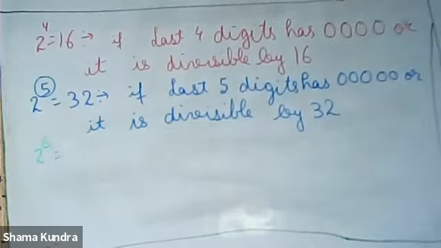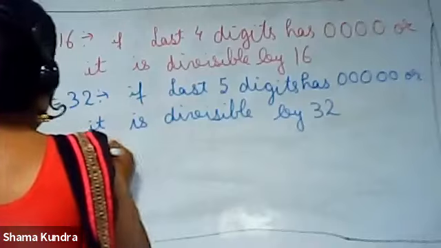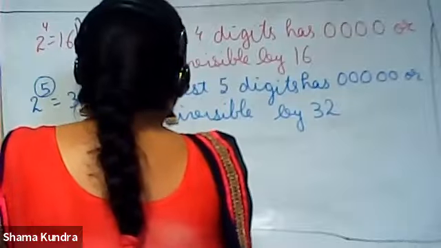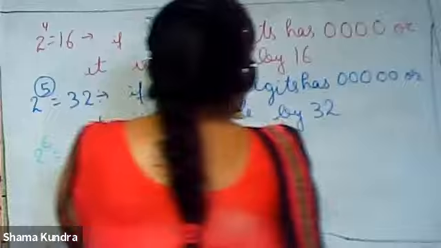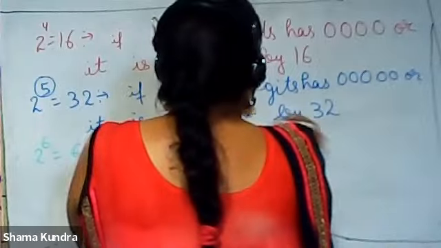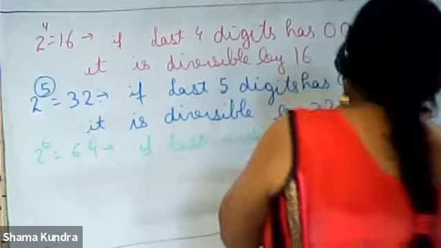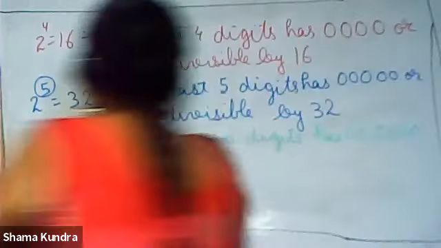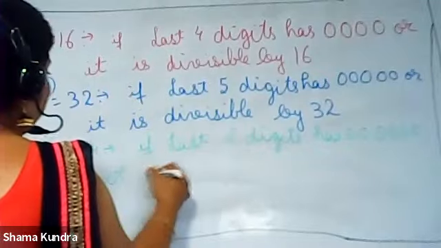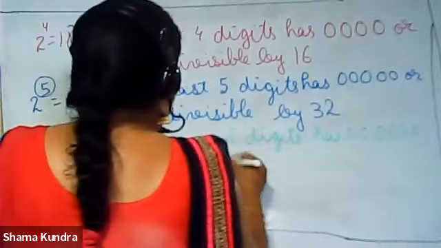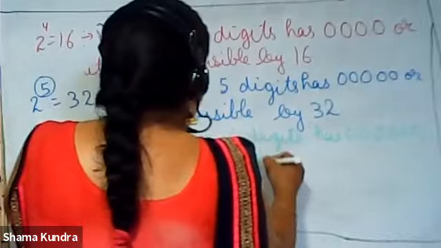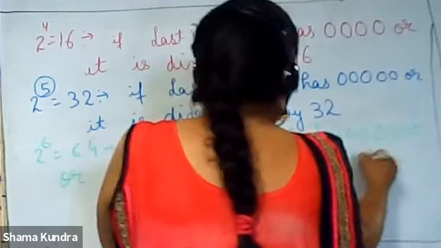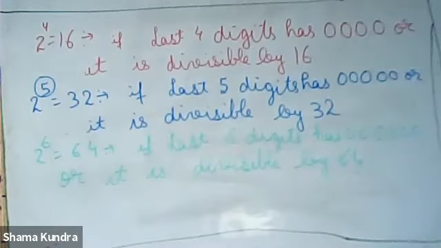Similarly, we have 2 raised to power 6. We know 2 raised to power 6 is 64. A number is divisible by 64 if the last 6 digits have 6 times 0, or if the last 6 digits are divisible by 64. You can proceed similarly in this way.